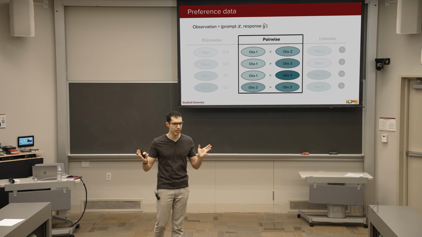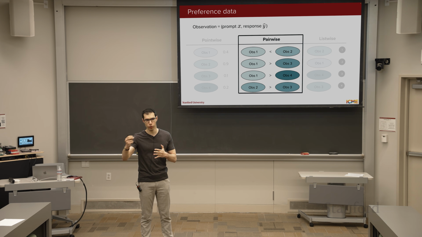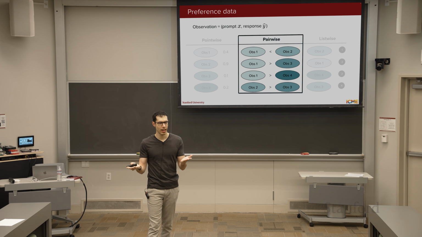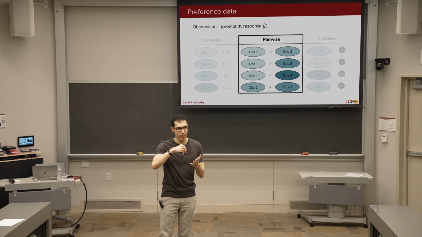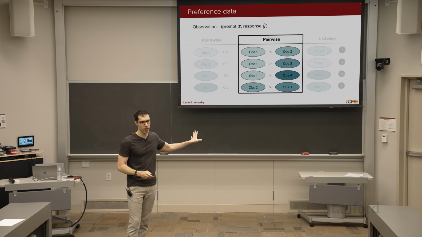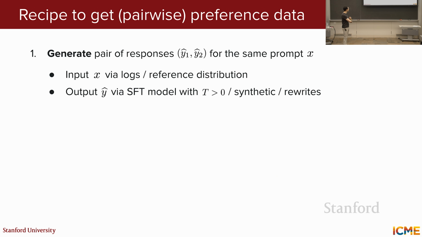So what they do is they collect pairwise preference data, meaning for each prompt, they have two possible answers. And then they just specify which one is better. And so that's the one we'll continue this lecture with. OK, so now you may ask, OK, great, pairwise preference data, but how do you get it? Well, here is the recipe.